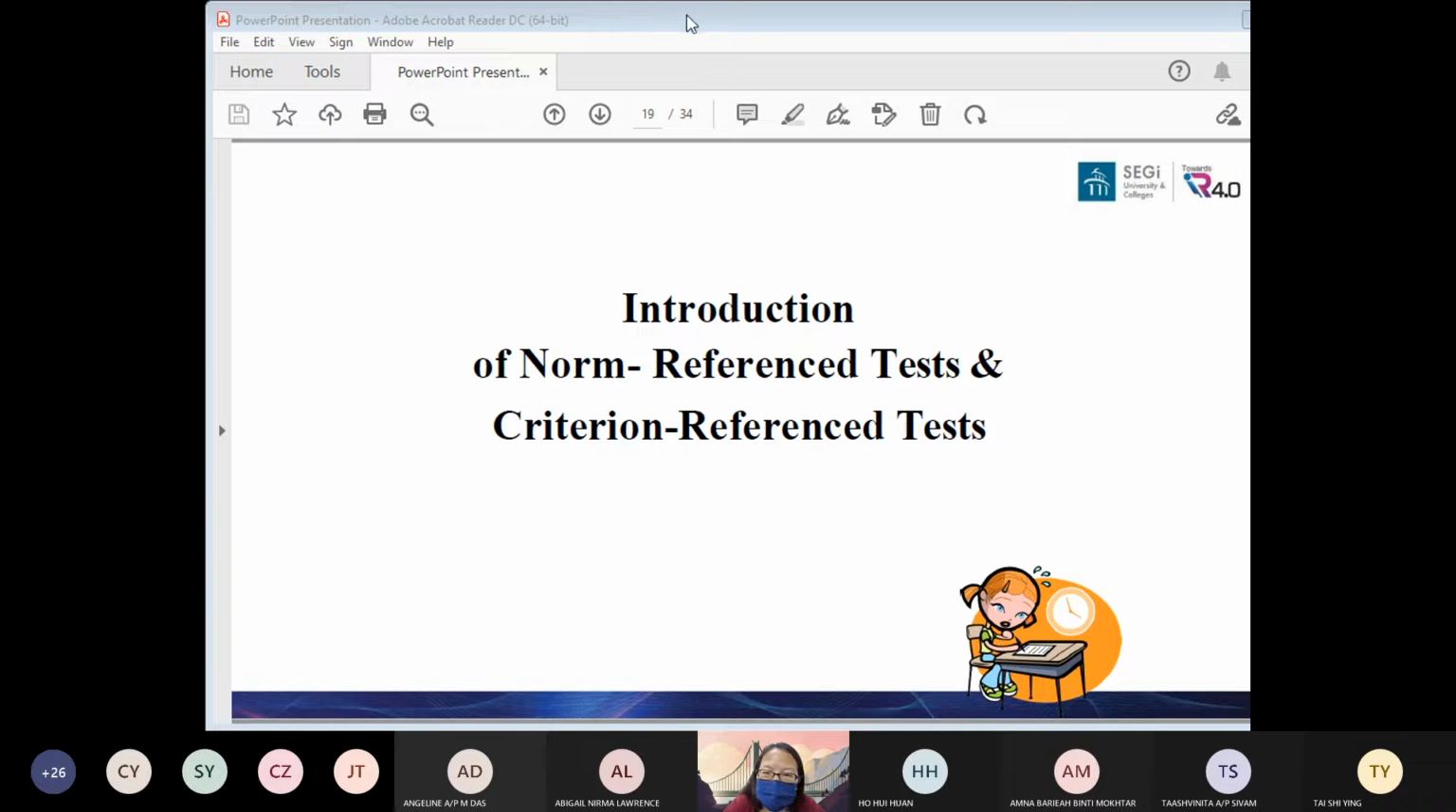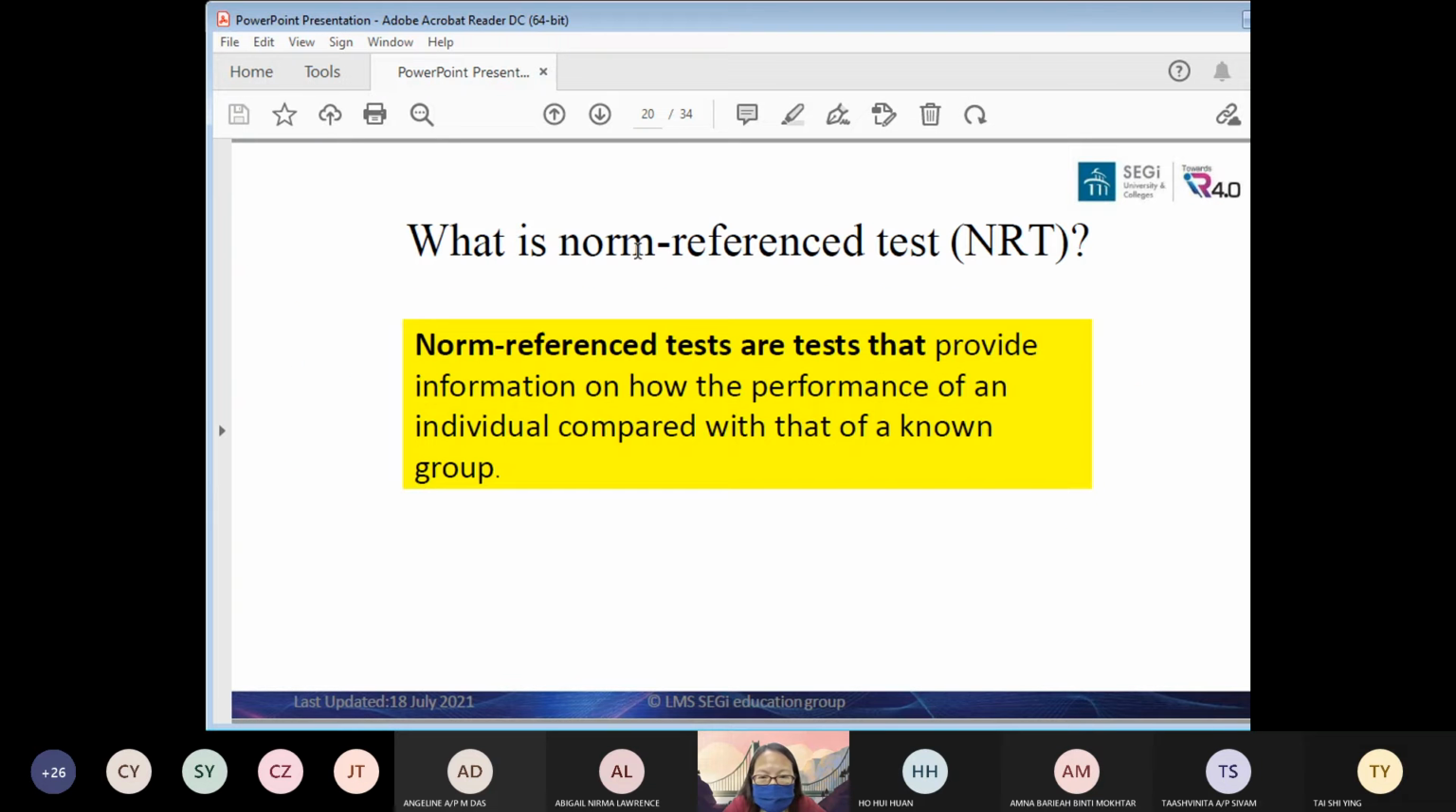Okay, I shall move on. Here is the same thing again. Norm reference tests are tests that provide information on how the performance of an individual compares with that of an unknown group average.